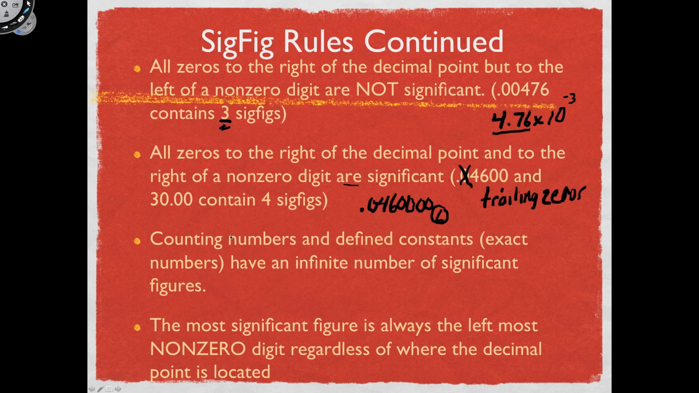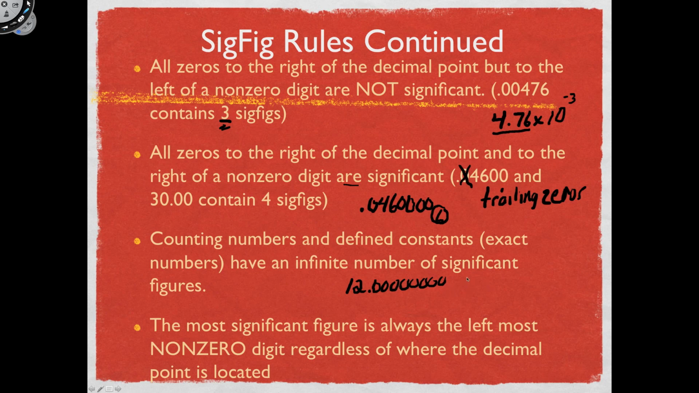Counting numbers and defined constants have an infinite number of sig figs. What this means is that if I had a dozen eggs and I counted them out, I could write 12, I could write 12.0, I could write 12.000. I could write an infinite number of zeros off of a counted number and still be correct. So what we say about counting numbers and defined constants, we say they have infinite sig figs. The reason that's important is in a lot of the calculations, when you round, you're usually rounding to the least amount of sig figs. So if this has unlimited significance, it wouldn't ever be the least amount.